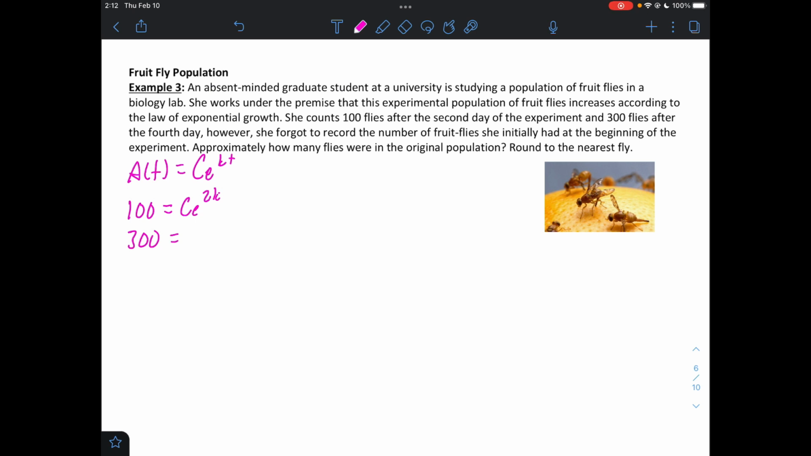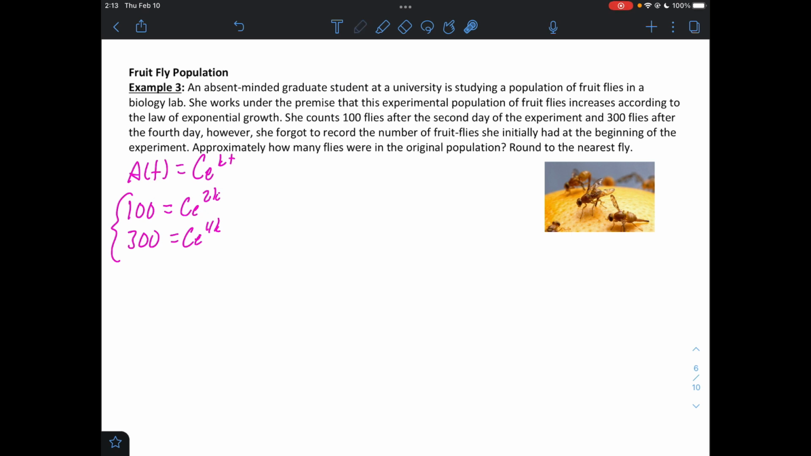300 flies on the fourth day. Now, it doesn't look like one that you did in Algebra 1, but this is just a set of 2 different equations with 2 different variables, right? So some of the ways you probably learned how to solve these systems of equations back in Algebra 1 are elimination or substitution or graphing. The best way to do something like this, in my opinion, would be to use substitution. To solve one of these for C or K, or both of them for C, and then we can substitute it in and solve for the other variable.